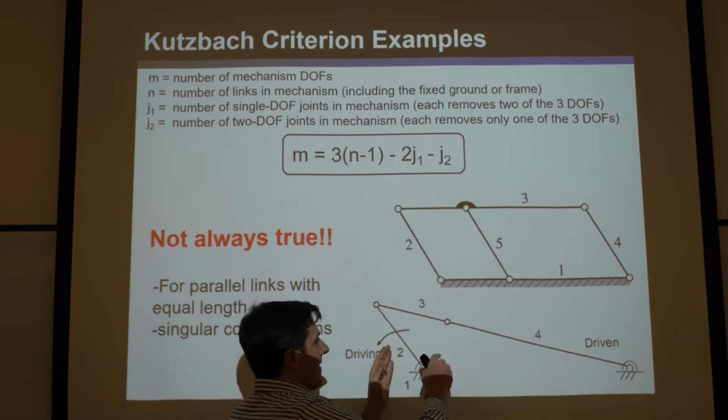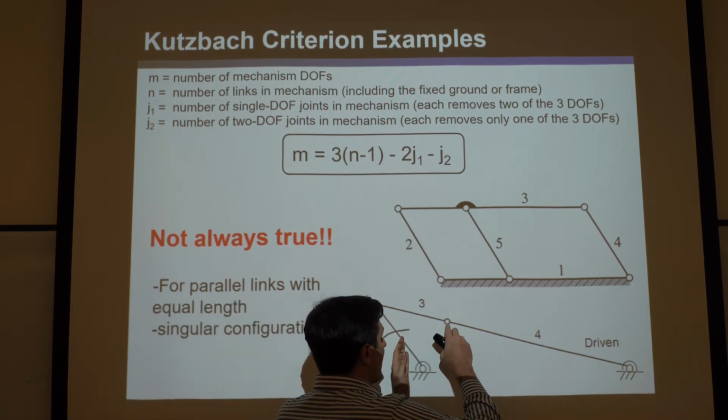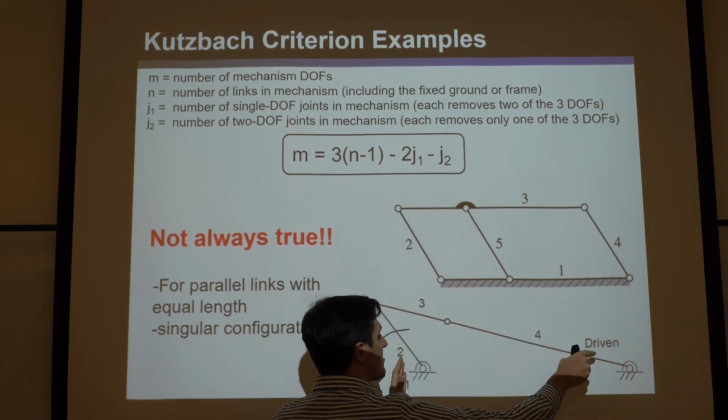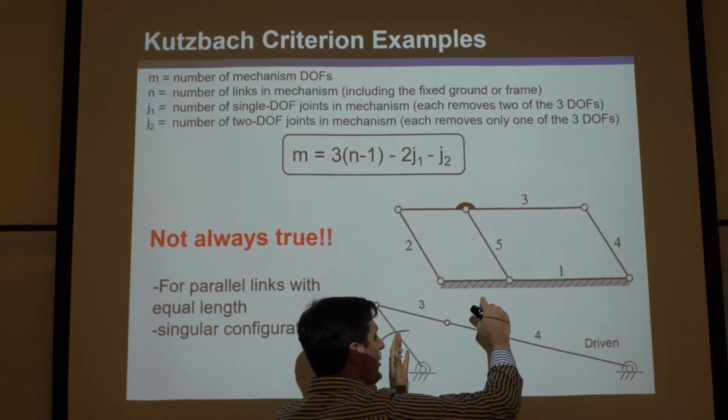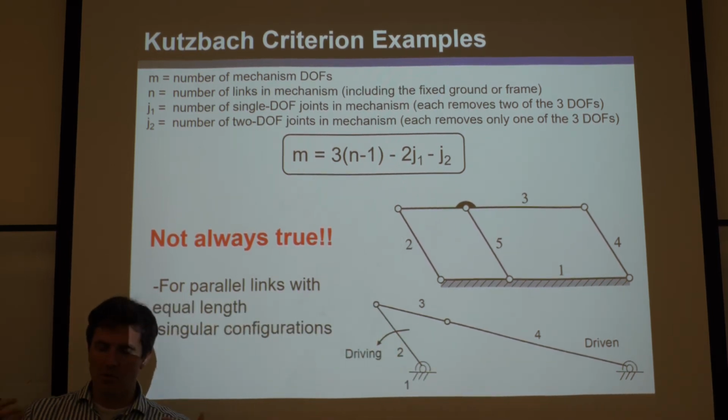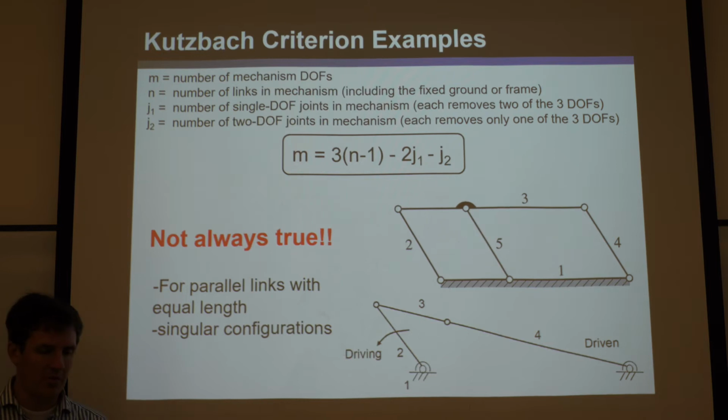Imagine, before these guys were in a row. So see these 3 rotations in a row, that's what makes it singular. If they weren't in a row, it would just be a 4-bar, and it could move just fine, and Kutzbach would work. It would say a mobility of 1, and it could surely move with a mobility of 1.